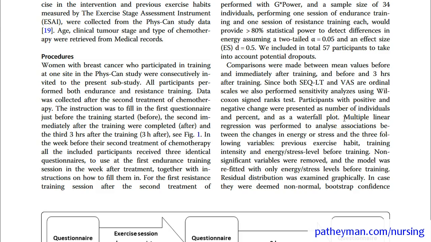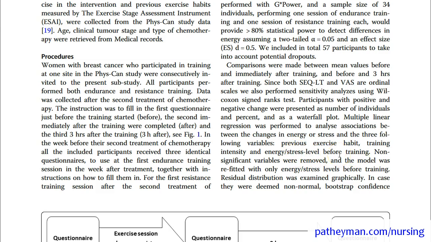So we'll have to look at that in a minute. And then also multiple linear regression was performed to analyze associations between the changes in energy or stress and the 3 following variables: previous exercise, training intensity, and energy stress level before training.